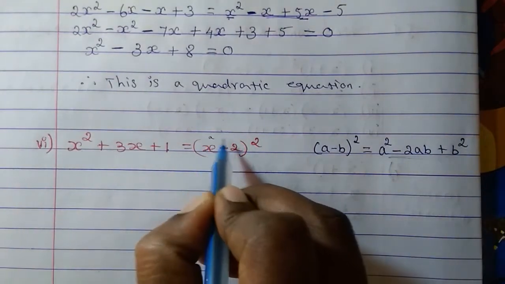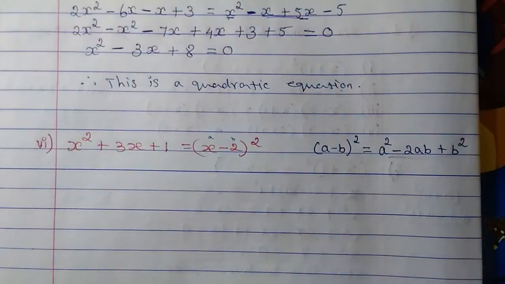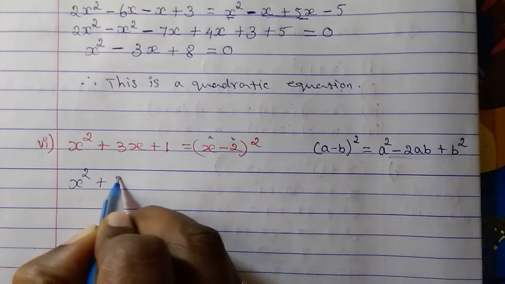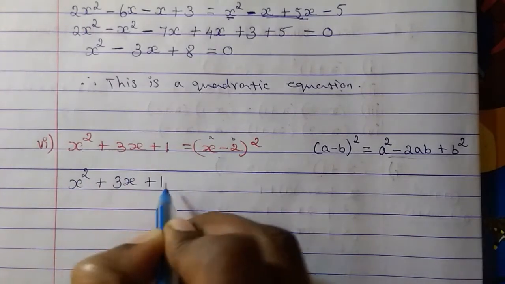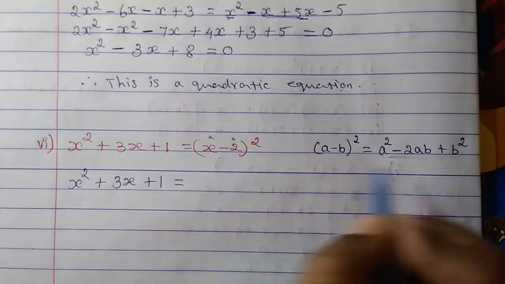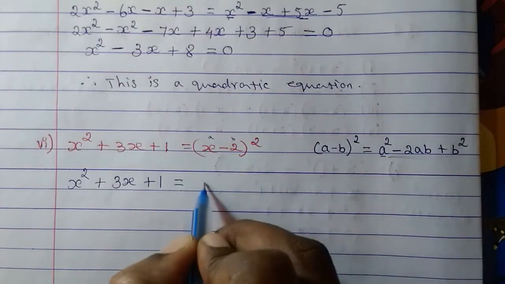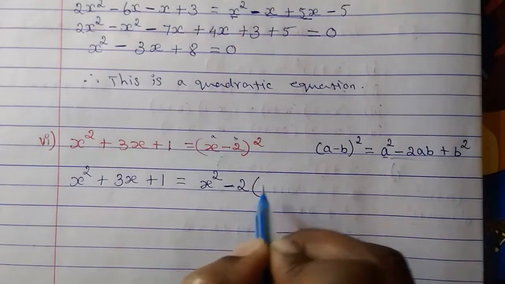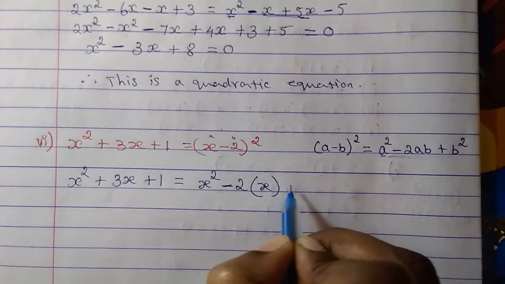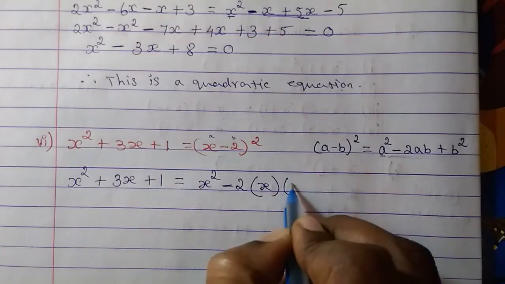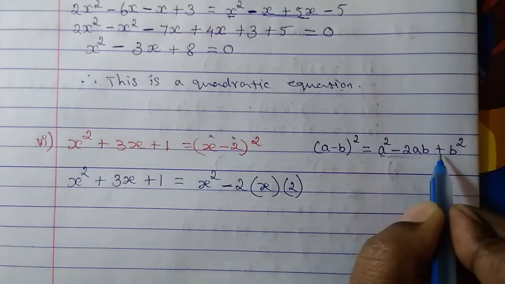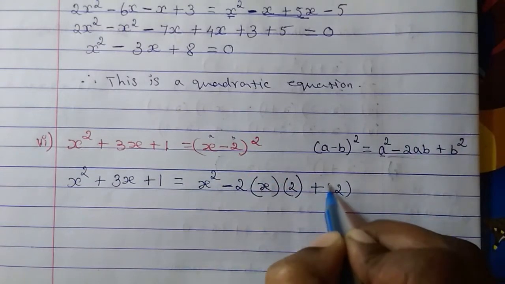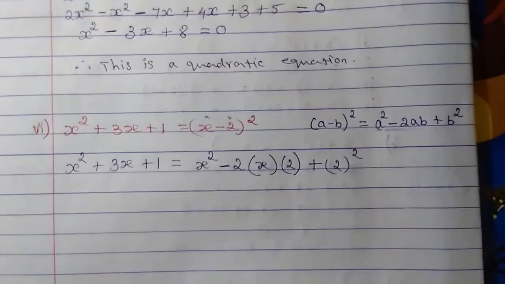This you will consider as a, this you consider as b. So let's write down, this is x square remains the same here, 3x remains the same, plus 1 remains the same. Only this we will write in this form. So a square means here it will be x square, then minus 2, a is here x and b is here 2. Then plus b square is 2 square. Okay.